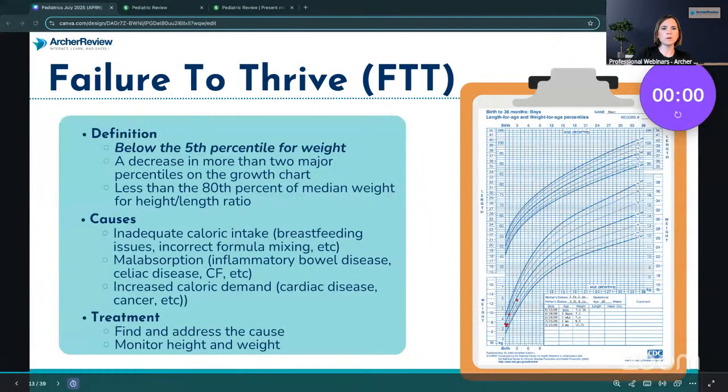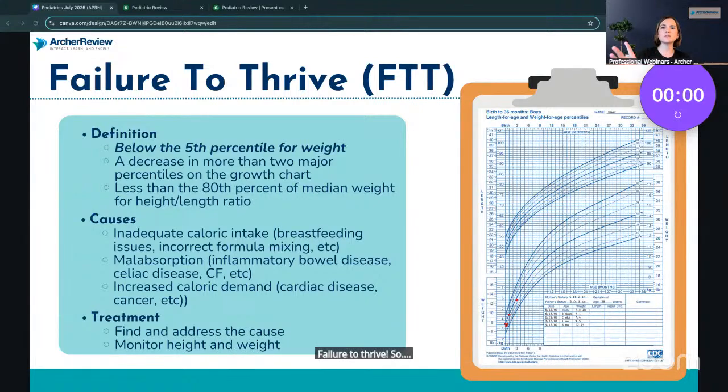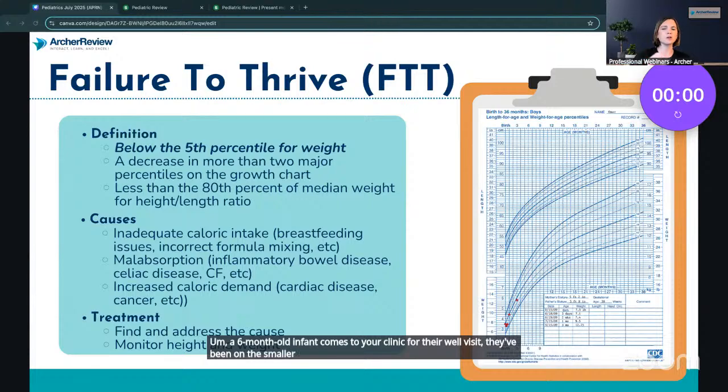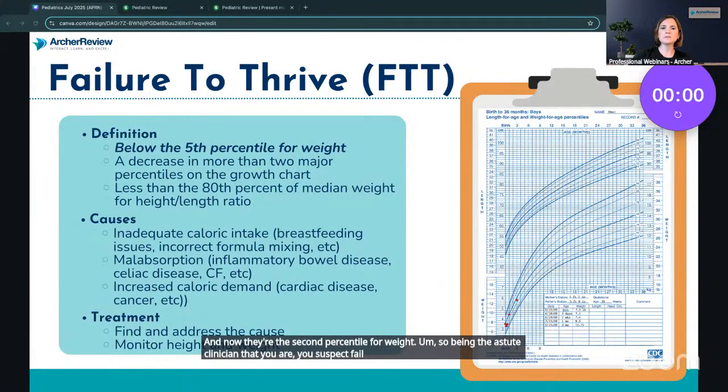So now we will quickly talk about failure to thrive. To introduce this topic, we have a scenario I'm going to tell you. A 6-month-old infant comes to your clinic for their well visit. They've been on the smaller side, measuring below the 10th percentile for both height and weight. But at this visit, they've now dropped down into the 5th percentile for length, and now they're the 2nd percentile for weight.